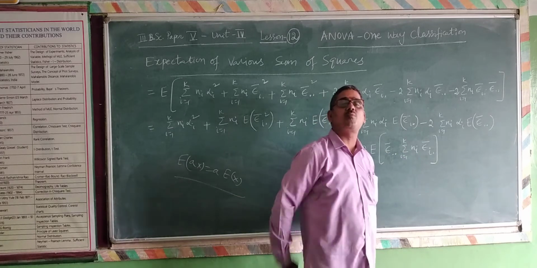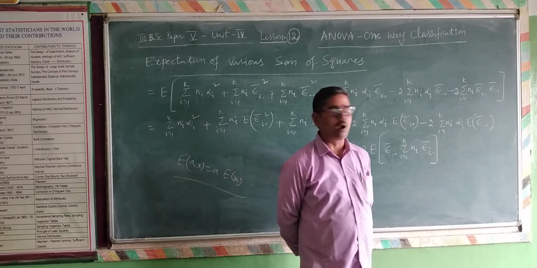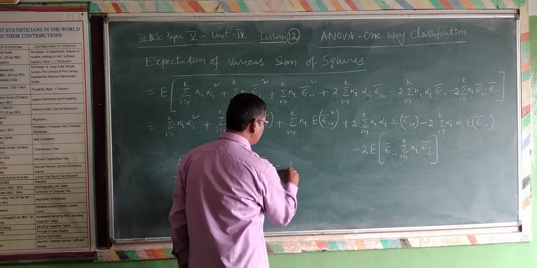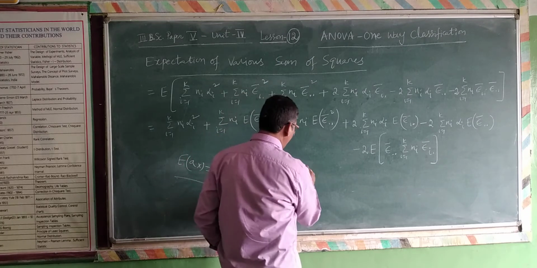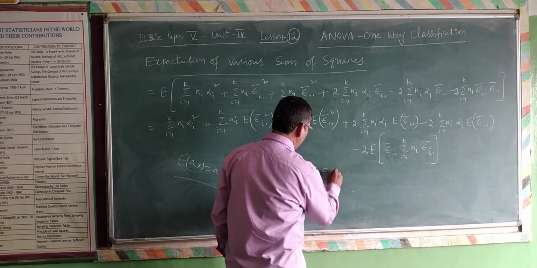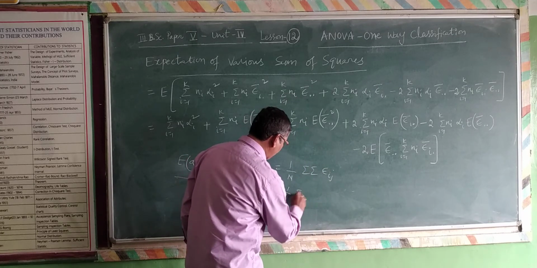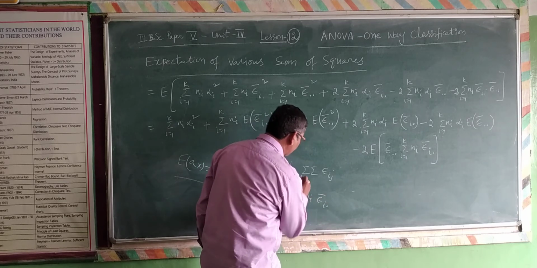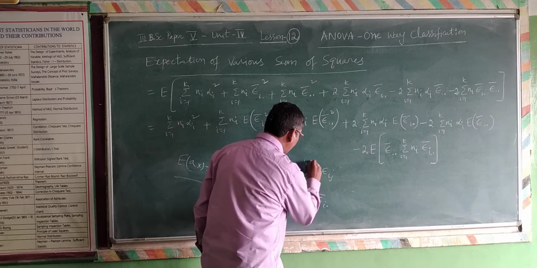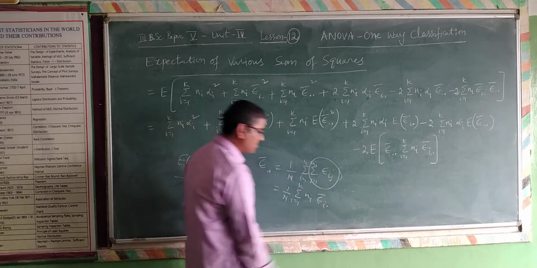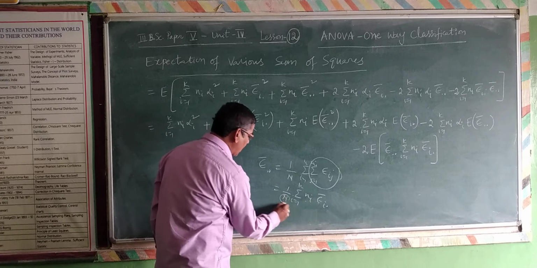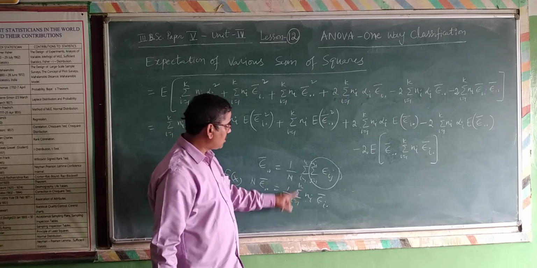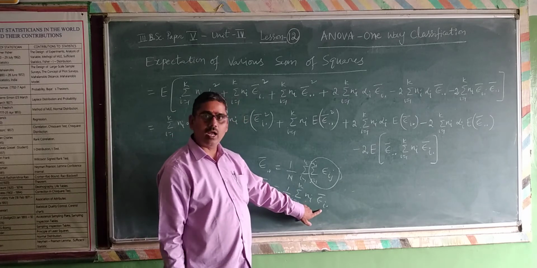Now you recollect the formula for epsilon bar dot dot. What is epsilon bar dot dot? I write the formula here. Epsilon bar dot dot is equal to, we have one formula, 1 by N double summation epsilon_ij. Another formula, 1 by N summation i equal to 1 to k of n_i into epsilon bar i dot, where i is equal to 1 to k, j is equal to 1 to n_i. So this is nothing but n_i into epsilon bar i dot. Now if you take capital N to the left hand side, N into epsilon bar dot dot is equal to summation i equal to 1 to k of n_i into epsilon bar i dot.